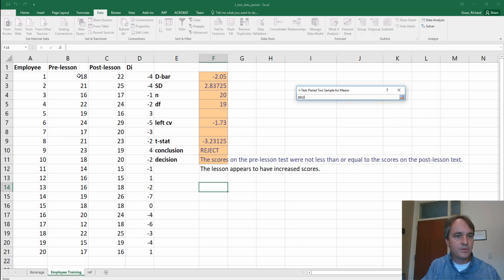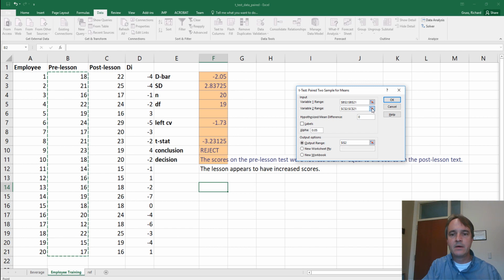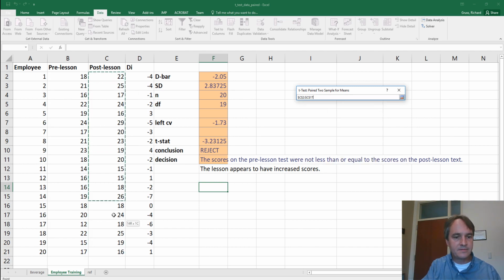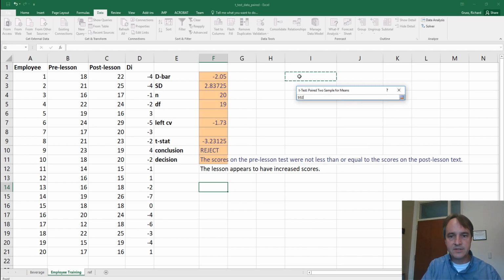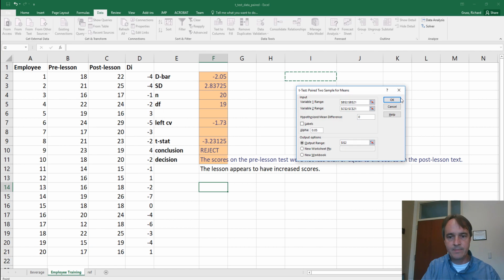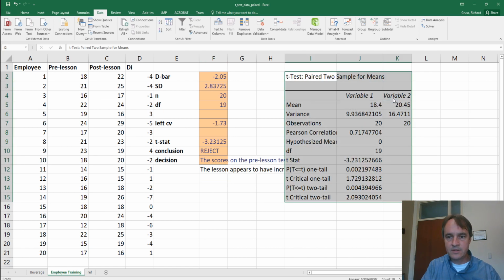For variable 1 range, I'm going to select the pre-lessons as variable 1. This is my mu1 here. Variable 2 is the post-lesson scores, and these have to be the same size or else Excel will complain. I'm going to hypothesize that the difference is 0. Remember that our null did include the case that they were 0, even though we were doing a one-tailed test. We set alpha equal to 0.05, and just so that I can see the results, I'm going to set this as the output. Let's take a look.